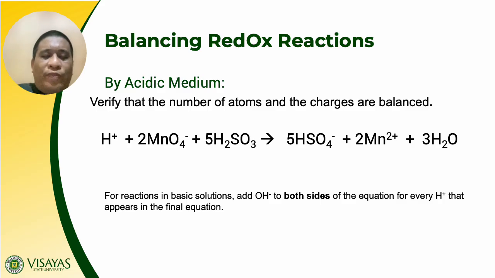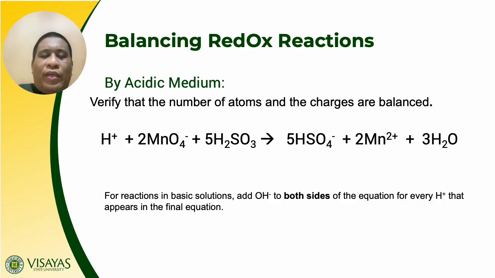And then for oxygen, for permanganate, you have 4, but there's a coefficient of 2, so 2 times 4 is 8. For the dihydrogen sulfite, we have 5 times 3, 15, so 15 plus 8, that's 23. On the product side, we have 5 times 4 for the oxygen from the bisulfate ion, so that's 20, and 3 oxygens from the 3 H2O molecules, so that's also 23. Lastly, for hydrogen, we have 1 H plus and 5 times 2, 10 from the dihydrogen sulfite, so that's 11 hydrogens in the reactant side.